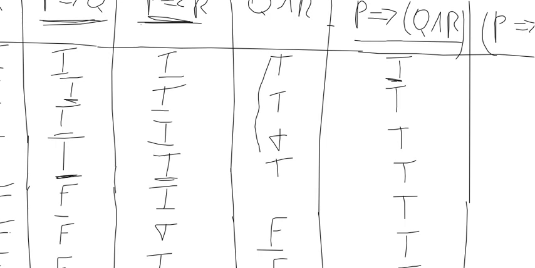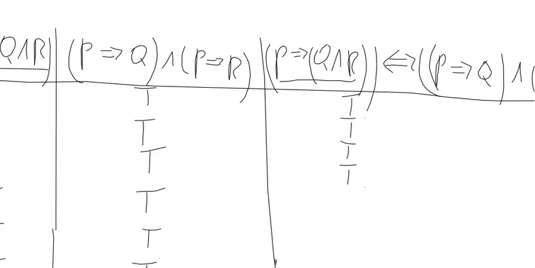Okay, now the next four. Looking again at P implies, in parentheses, Q and R, let's look at that column, Q and R. Well, those all were true. The last four were true. So P implies Q, this is true. We know that P implies Q, the last four were false.